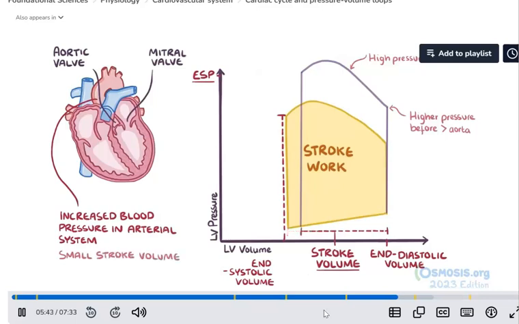It also means that there's more blood left in the ventricle at the end of systole. In this situation, there's a bit of a trade-off, because there's a smaller stroke volume, but there's higher pressure. So it means that the stroke work works out about the same, remaining relatively stable. So we've tried out two changes.